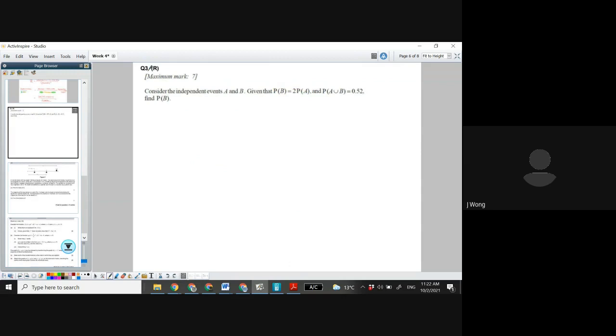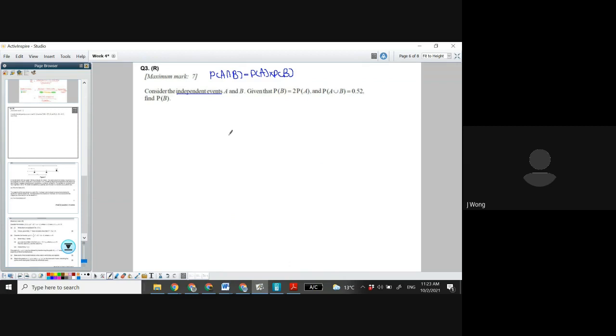Okay, question 3, a probability question. So just one sentence. Consider the independent events A and B, given that probability of B is 2 lots of probability of A, and probability of A union B is 0.52, find probability of B. Okay, so let's start with this sentence first. If it's independent, that would mean I'll have probability of A intersect B equals probability of A times probability of B. Okay, how does that help me to solve probability of B?